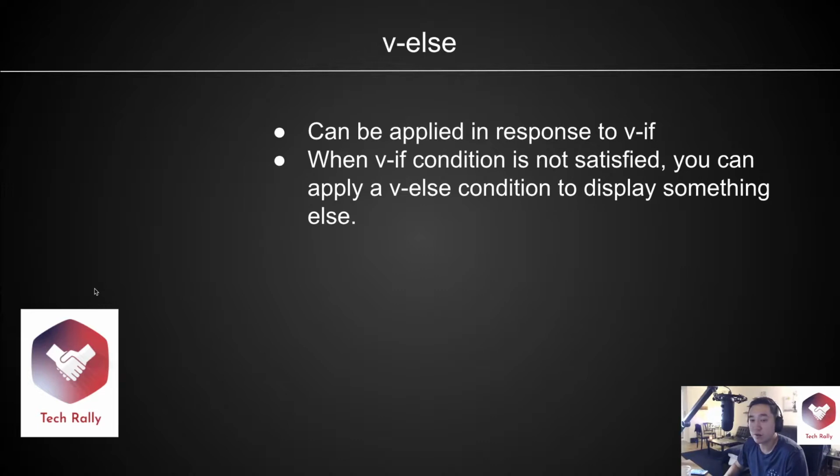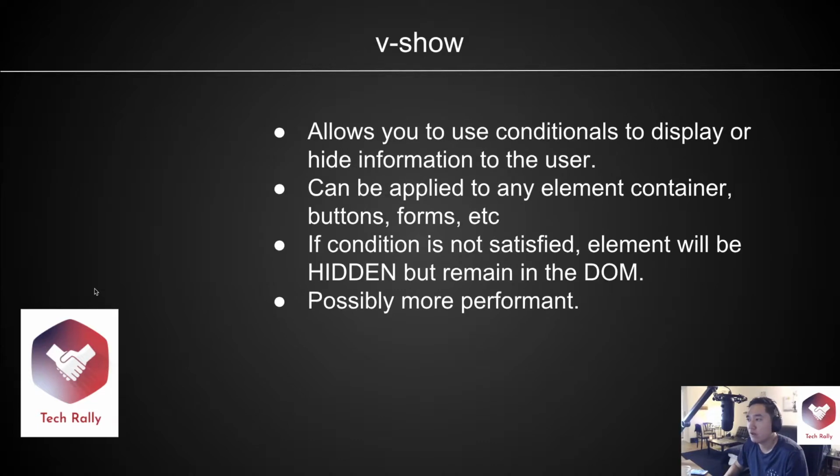The next directive I want to go over is v-show. A v-show allows you to use conditionals to display or hide information to the user. If the condition is not satisfied, the element will be hidden but remain in the DOM. This can possibly be more performant. Let's look at an example.